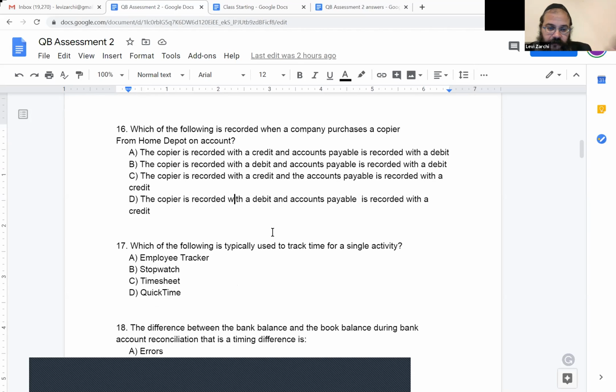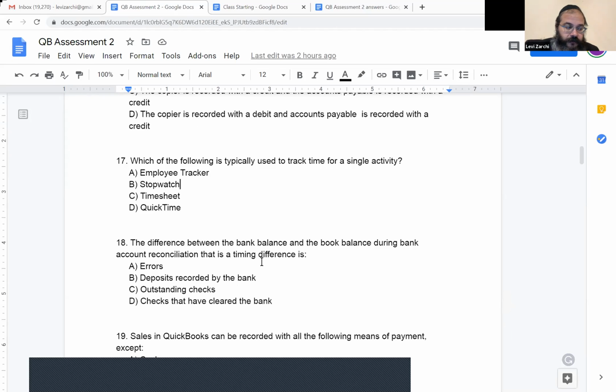Which of the following is typically used to track time for a single activity? I'm happy that at least 75% of the responders got that. We explained that tonight. It's the stopwatch, which is B. 17 is B. We said the timesheet is for multiple activities, multiple customers, multiple days. The stopwatch is for one day. Following the class, I will give out the answers. You can always review them, but there's no fun if you have the answers beforehand.